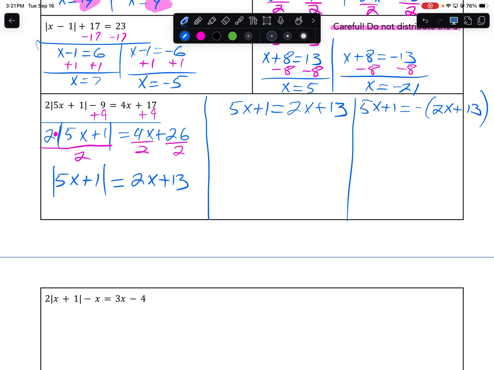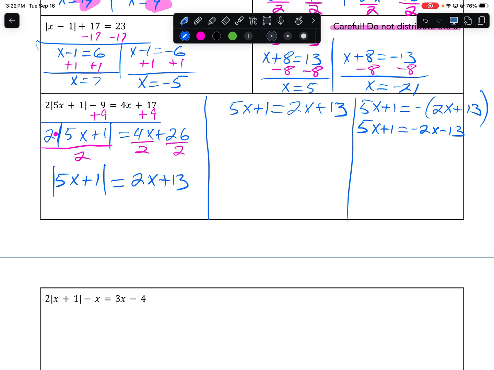So what I think, instead of writing that negative in front, I just switch both signs on the right side of the equal, right? If you just switch both signs, you'll always be right. And that's what happens in this next step here. We get negative 2x minus 13.